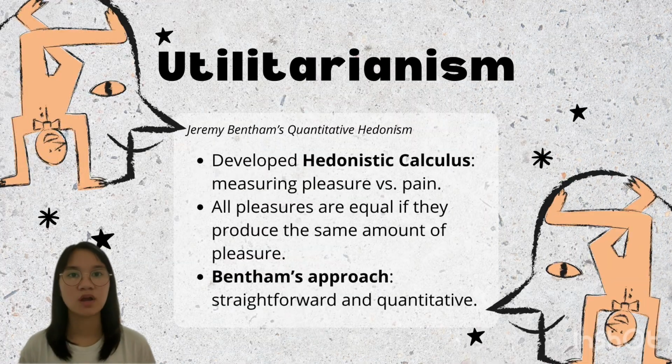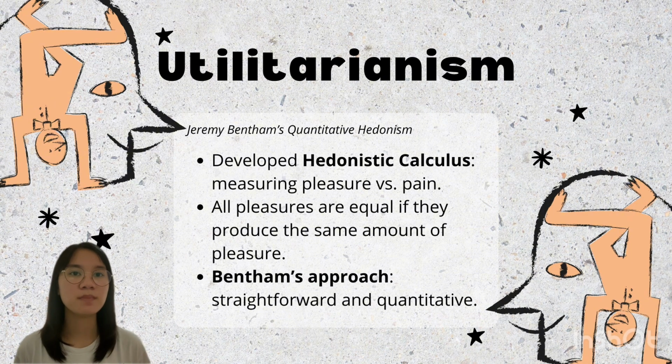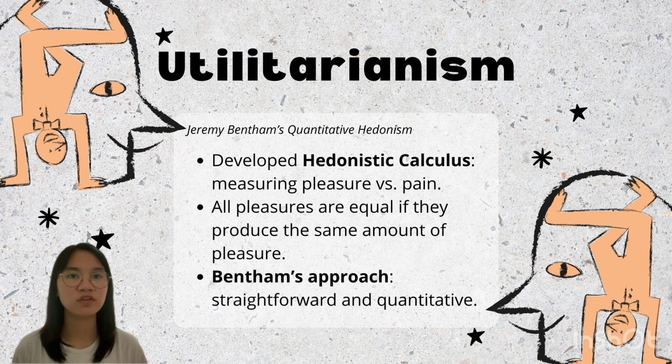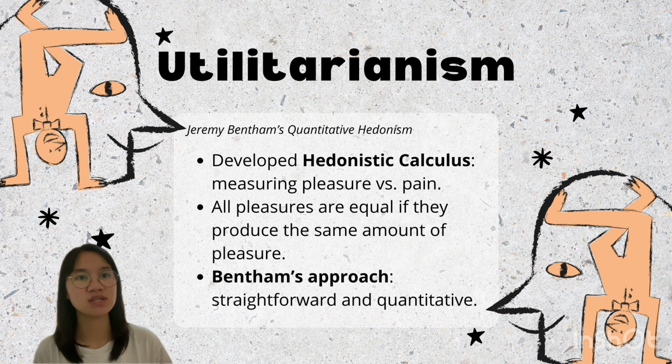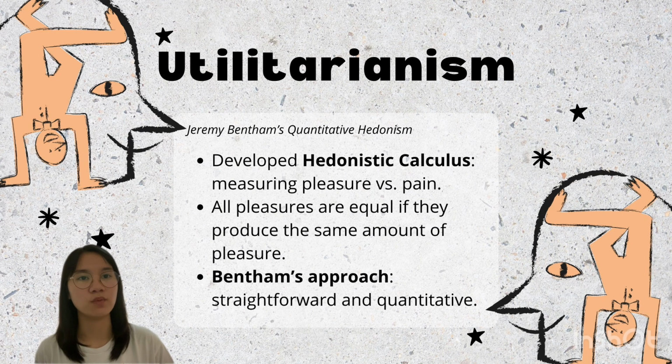Jeremy Bentham, often regarded as the founder of utilitarianism, approached ethics through a quantitative lens. He developed a method known as the hedonistic calculus, which aims to measure the amount of pleasure and pain produced by various actions. According to Bentham, the morally right action is the one that produces the greatest amount of pleasure or the least amount of pain. His method is straightforward.